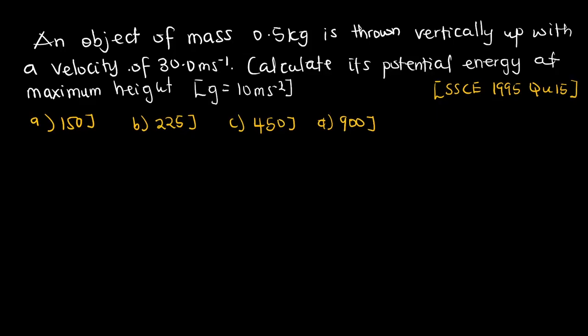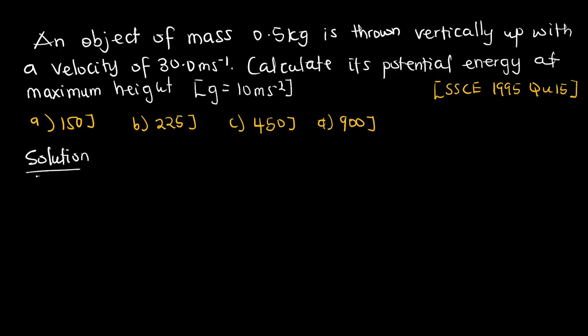So we have an object of mass 0.5 kilogram thrown vertically up with a velocity of 30 meters per second. We have to calculate its potential energy at the maximum height, given that gravity is 10 meters per second squared. Now, this is the SSC 1995 question number 15. And then here are our possible choices to select from: A, 150 joules, B, 225 joules, C, 450 joules, and D, 900 joules. Right, so let's proceed to look at the solution to this problem.